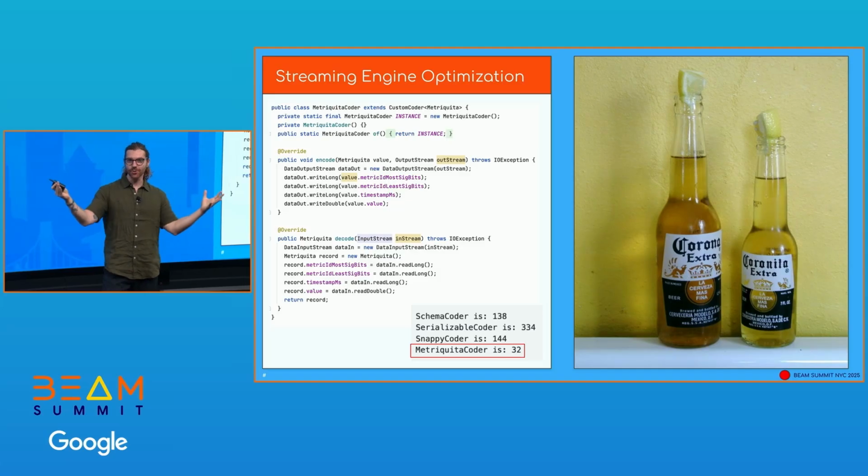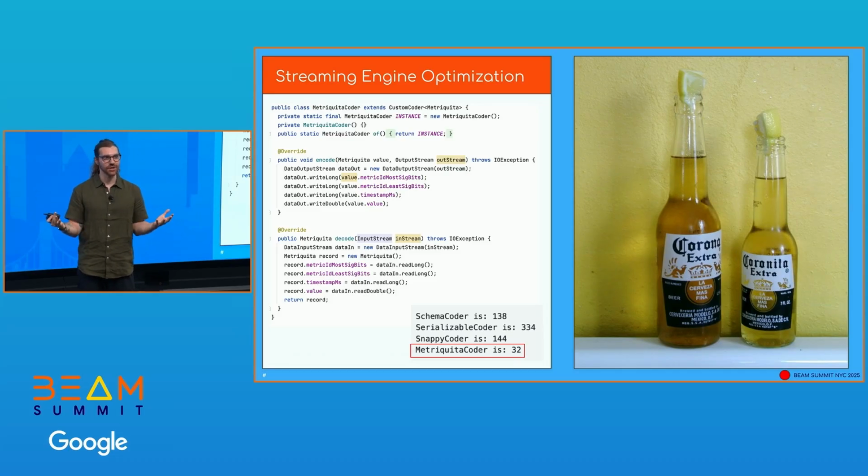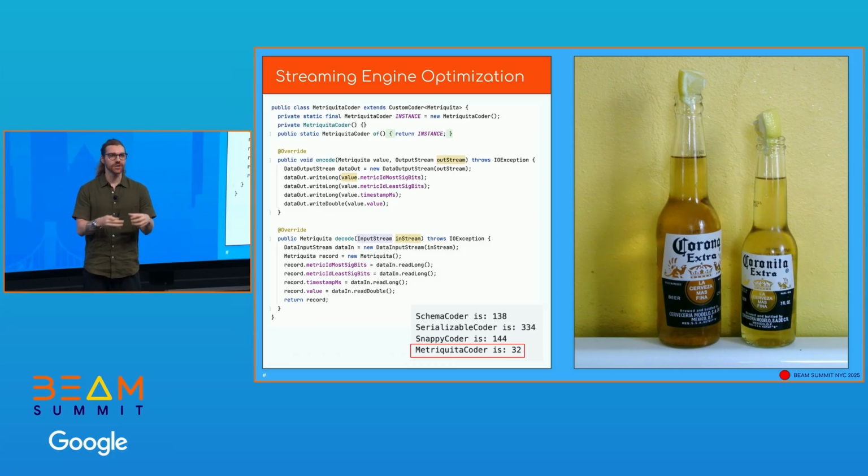But yeah, so we created a new coder to bring it down to as small as possible, and we were actually able to bring the size from the schema coder, which is what we were using, from 138 bytes per metric down to 32 bytes, versus the serializable coder, which is the default, which is 334 bytes. So I highly recommend, if you're seeing big streaming engine costs, just look at how big every one of your payloads is when you serialize it down. The best way to do this, I find, is to just write a Java test that executes the serializer, and you can look at these values. So that was a really nice optimization.